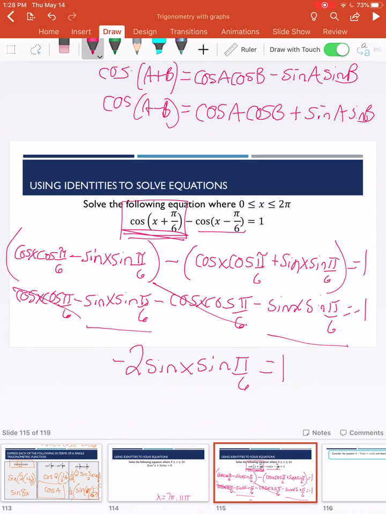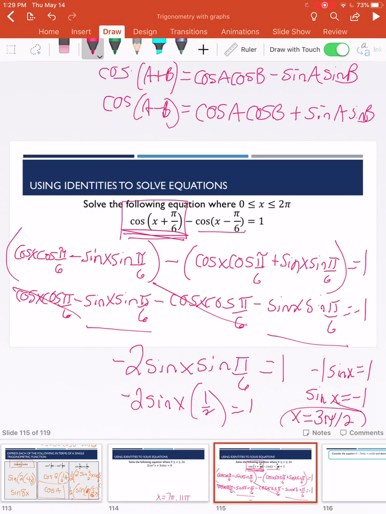I'm going to go to my unit circle now and go to the angle pi over 6. I will see on my unit circle that sine pi over 6 is equal to 1/2. So now I have negative 2 times 1/2 gives me negative 1. I can divide that negative 1 over, and I'm left with sine x equals negative 1. Then I can go to my unit circle. Where does sine x equal negative 1? It equals negative 1 at 3 pi over 2. So x equals 3 pi over 2 is my angle there. Okay.